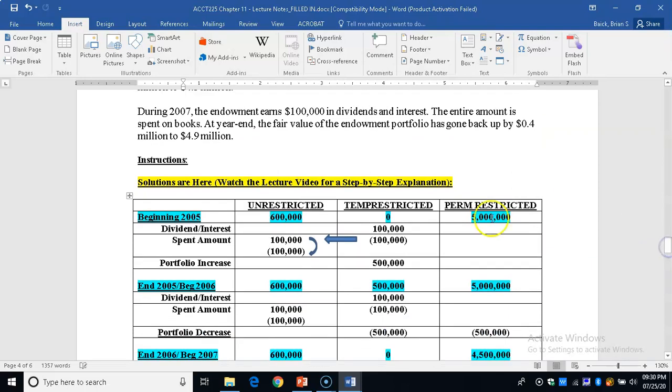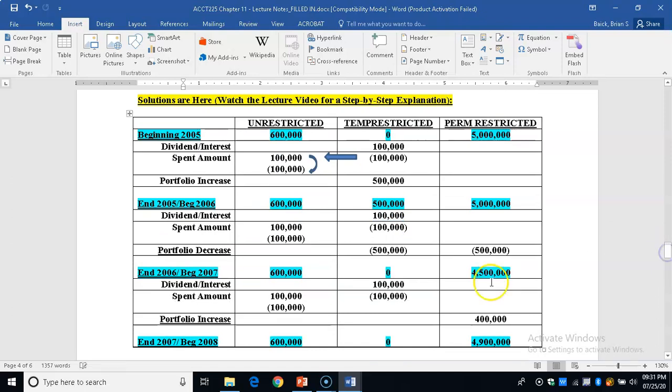It says during 2007, the endowment earns $100,000 in interest and dividends, and the entire amount is spent on books, and the portfolio has gone up in value by 0.4 million to 4.9 million. Okay, so here you can see again, in the last year, we get $100,000 in dividends. It's temporarily restricted because it must be spent on books. When we go ahead and spend the money on books, the money comes out of temporarily restricted, goes into unrestricted, then it's subtracted because it goes out, it's being spent.